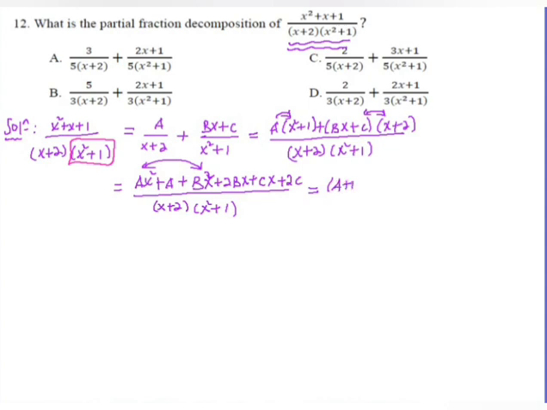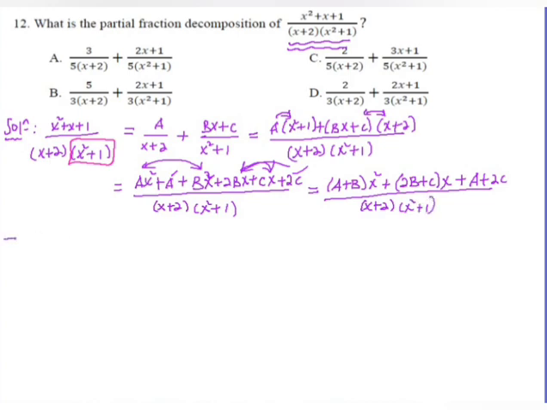Then it becomes (a plus b) times x squared plus, again, collect like terms here: 2bx with cx, then it becomes 2b plus c, and x is common for both. The other thing, the variable-free numbers a and 2c, then a plus 2c, over x plus 2 times x squared plus 1.